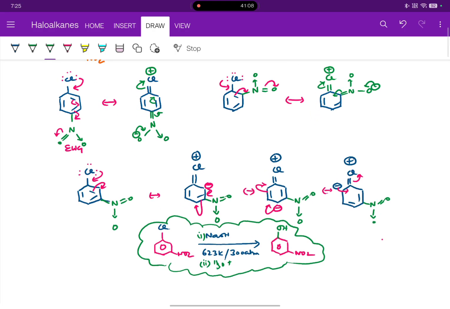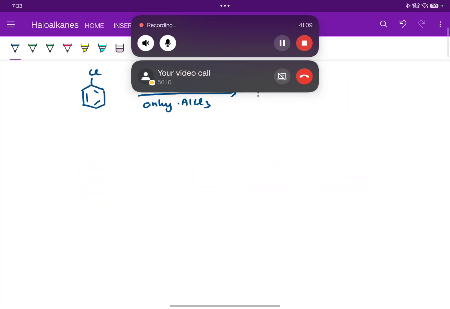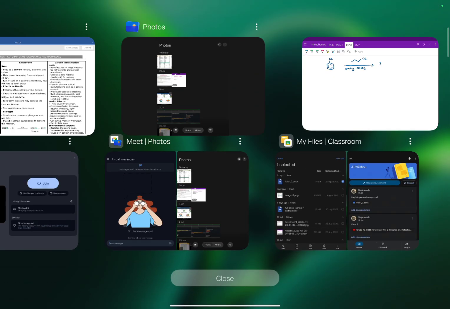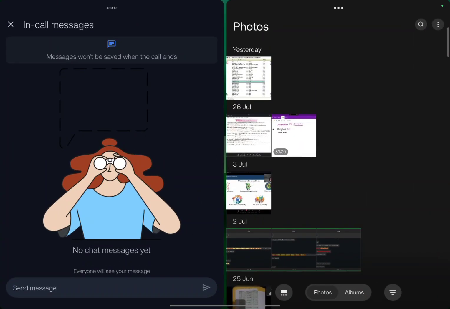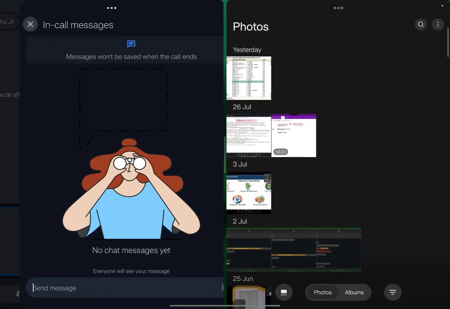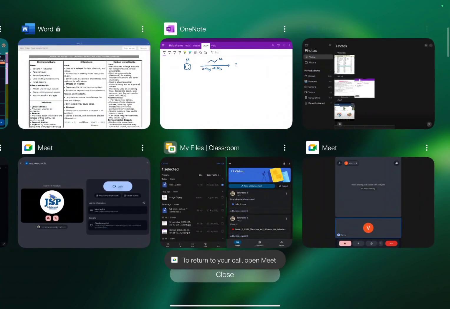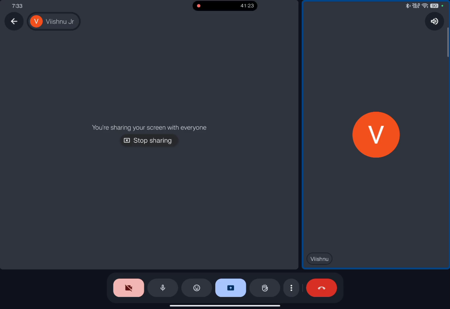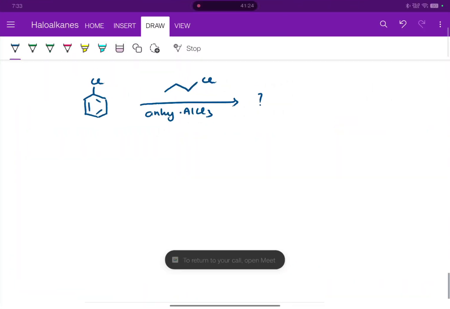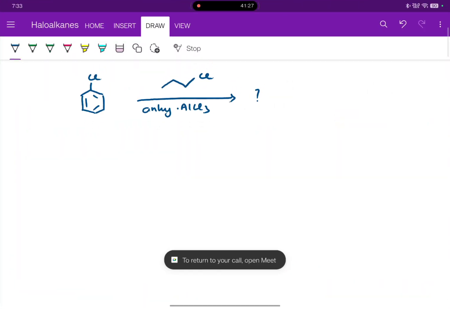Copy it. Hope the board is visible. Is the board visible? Now it's not visible, sir, just for a minute. Yes, the board will be visible. Now it will be visible. Okay? It's visible, sir.